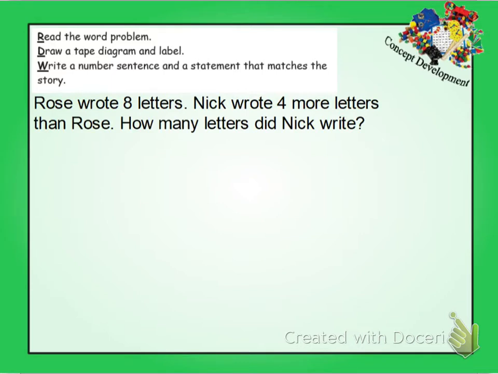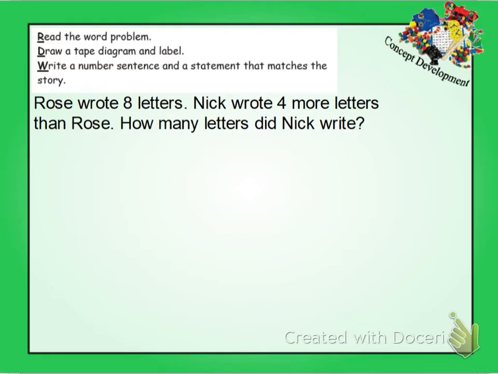So now, looking at this, you know that we do RDW. We read, we draw, and then we write. I'm going to read the word problem. Remember, I'm going to read it 2 times. So we have to ask ourselves first, are we adding or subtracting? And second, does the word problem tell us the whole?